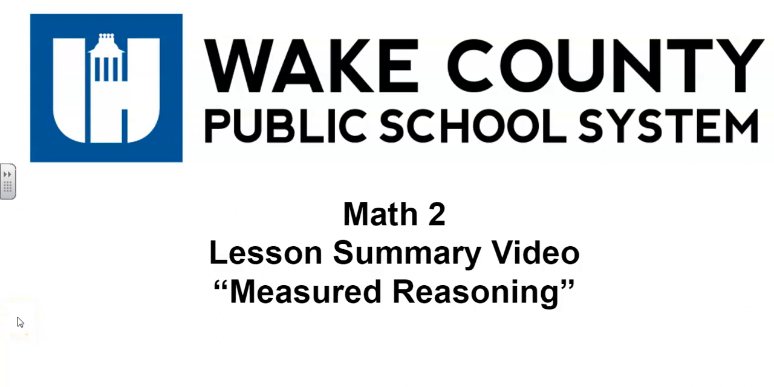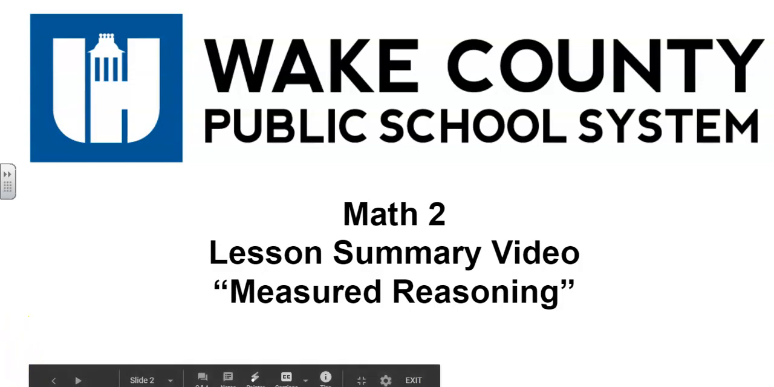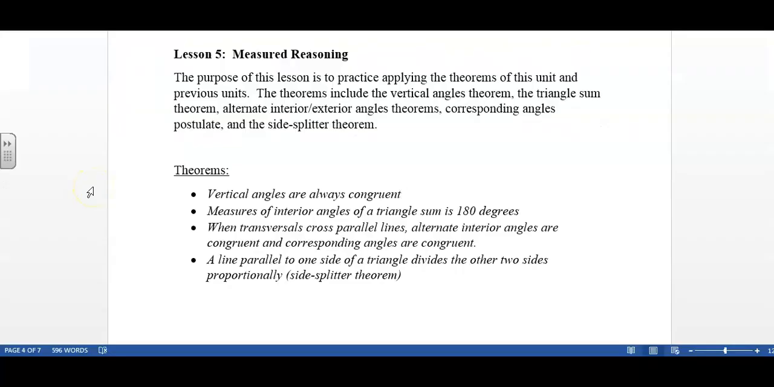This is the Math 2 lesson summary video for the lesson entitled Measured Reasoning. In Lesson 5, Measured Reasoning of Unit 7, the purpose of this lesson is to practice applying the theorems of this unit and previous units. The theorems include the vertical angles theorem, the triangle sum theorem, alternate interior-exterior angle theorems, corresponding angles postulate, and the side splitter theorem from the previous task.